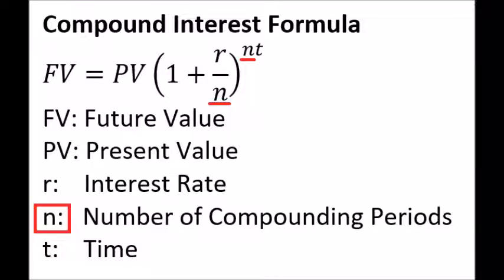Besides r and t, it turns out there's another factor that can increase the future value. That factor is n, the number of compounding periods. You can see that this formula for compound interest looks similar to the first one we saw, except for the inclusion of a couple n's. What effect does this have?